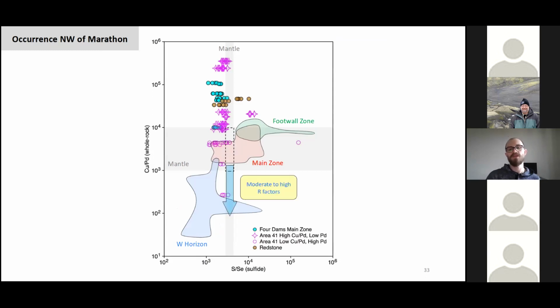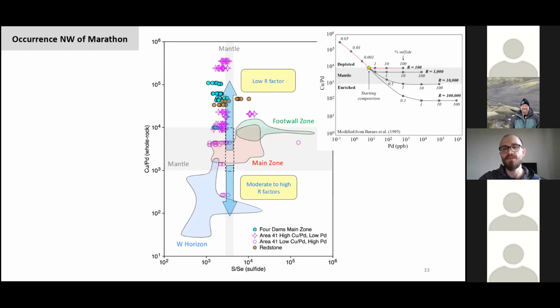Now, the low copper palladium ratios can be explained largely by the sulfide liquid experiencing moderate to high R factors similar to the main zone and W horizon. Now, it's tempting then to say that the high copper palladium ratios are the result of low R factors, but this can't really be the case, mainly because even at very low R factors of around 100, copper palladium values will still be within the range of mantle values. And so it is likely actually that zones experienced variable degrees of sulfide removal at depth, which preferentially removed palladium from the silicate melt.